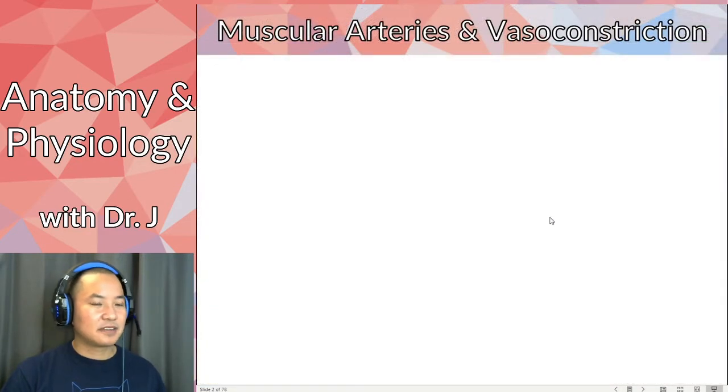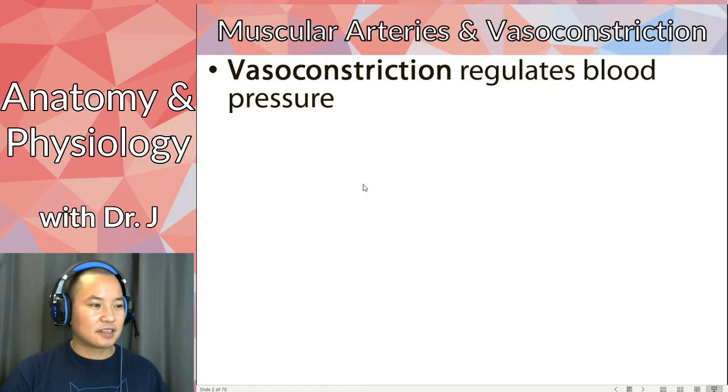So let's cover some of the vessels. We covered the aorta and the major branches of the aorta, but now let's talk about these other vessels as well. Before we continue, let's talk about muscular arteries and vasoconstriction. So what is vasoconstriction? Well, when you see that prefix or root word vaso, V-A-S-O, you think of a vessel.